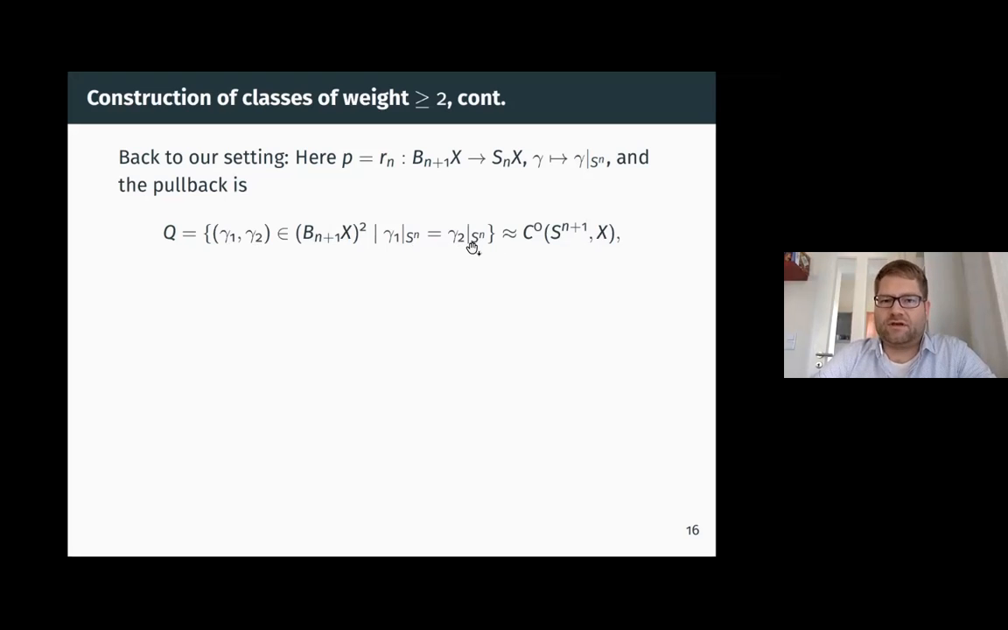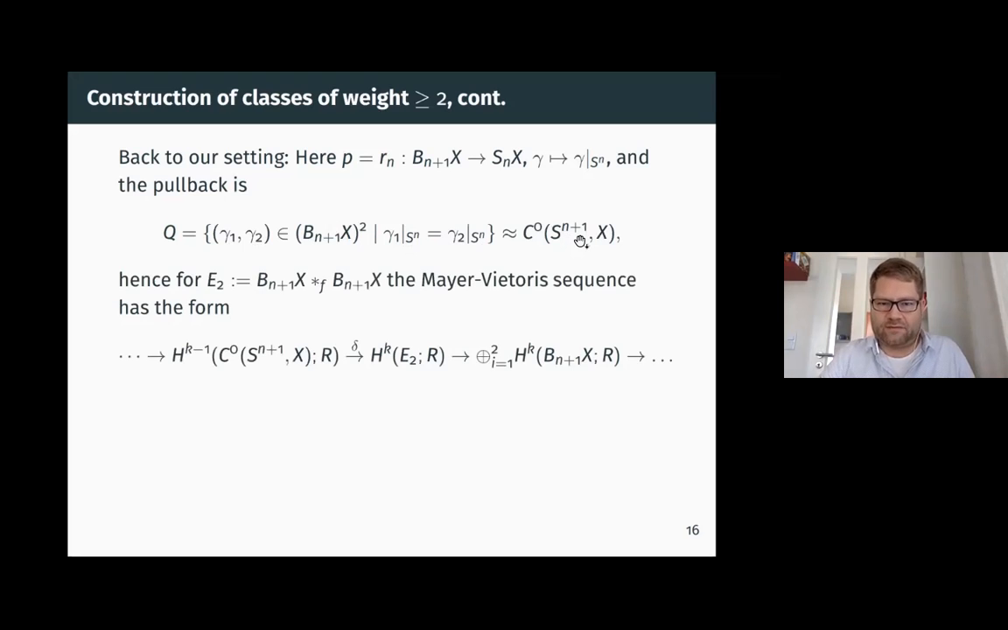And this is just nothing but a map from the two hemispheres of a sphere, one dimension higher, because of this coincidence here. So this space is actually easily seen to be homeomorphic to the continuous maps from the sphere in dimension n plus 1 to X. So here we can really explicitly determine the pullback. So the Mayer-Vietoris sequence in our case, if we abbreviate this join by E2, takes this form.